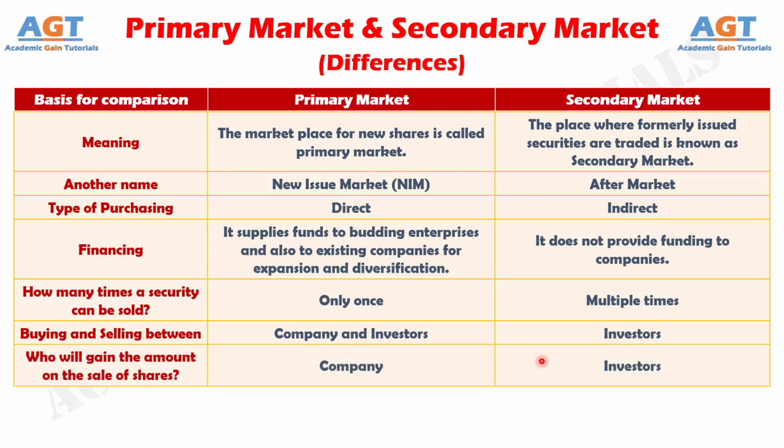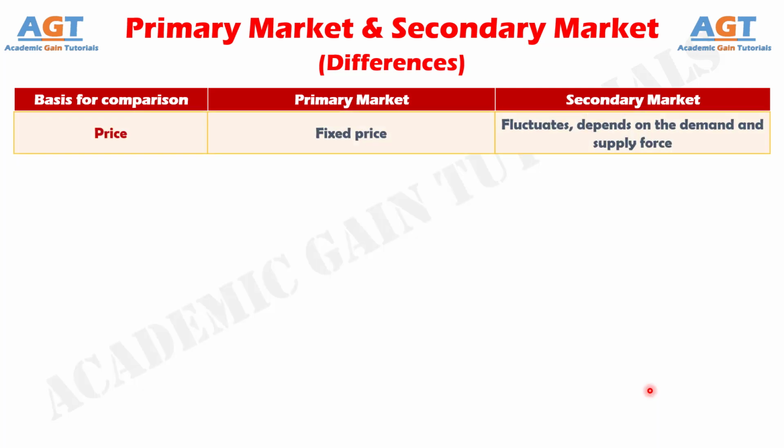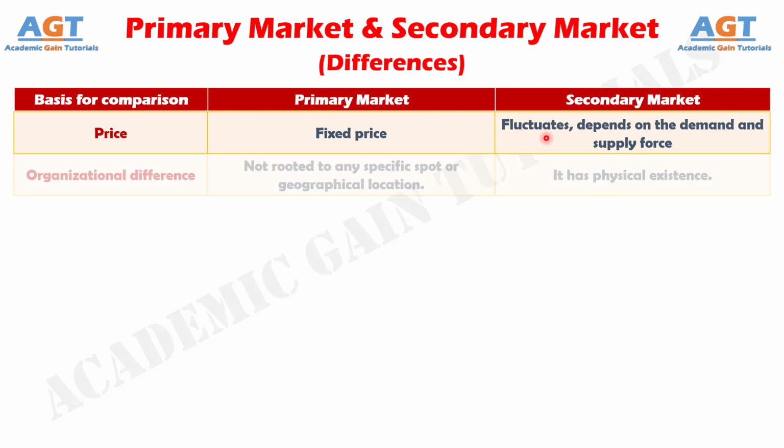Number 7. The company will gain the amount on the sale of shares in a primary market, whereas company investors will gain the amount on the sale of shares in a secondary market. Number 8. Underwriters work as the intermediary in primary market, whereas brokers work as the intermediary in secondary market. Number 9. Price remains fixed in primary market, whereas in secondary market, price depends on the demand and supply force, so the price fluctuates.